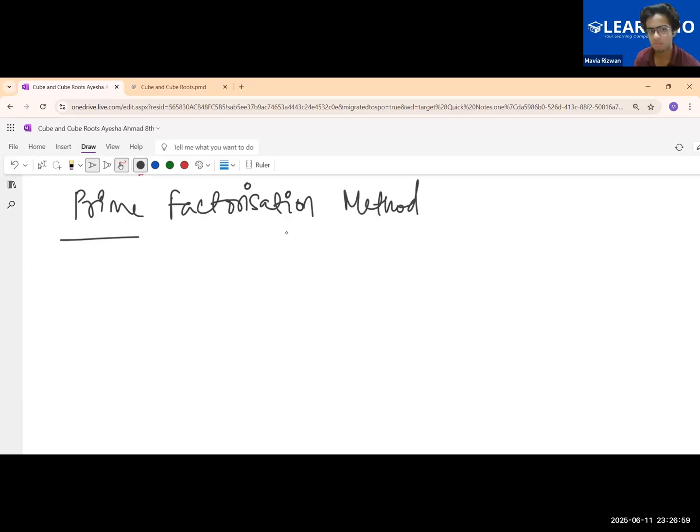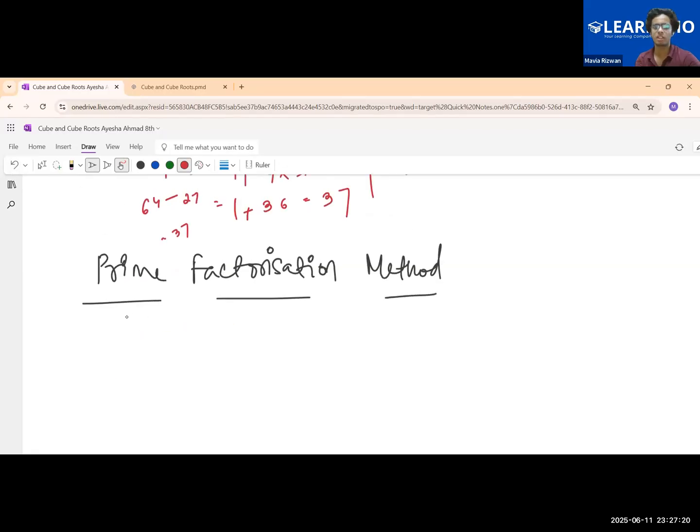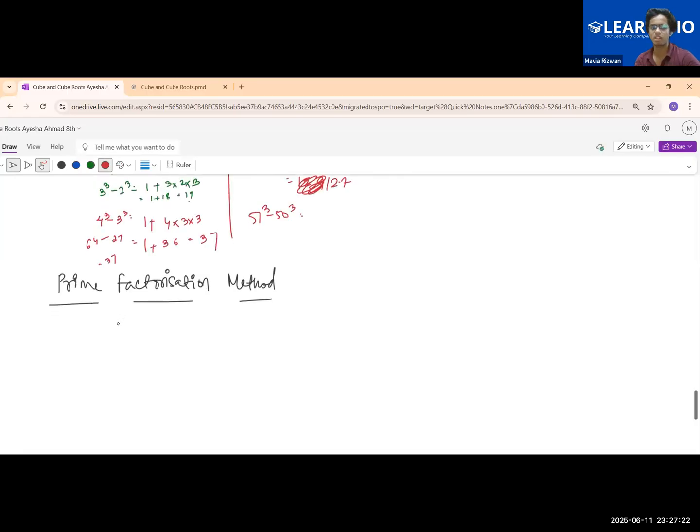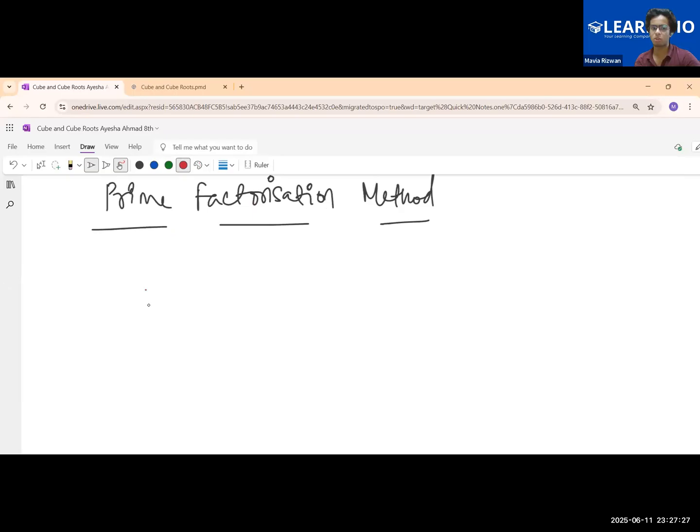But in this method, let's say I have a number, 243. Actually, we have to find the cube root. Now, before the cube root, let's find out whether a number is a perfect cube or not. Perfect cube means a number that is the cube of any other number, just like a perfect square. So is 243 a perfect cube? They're asking this.